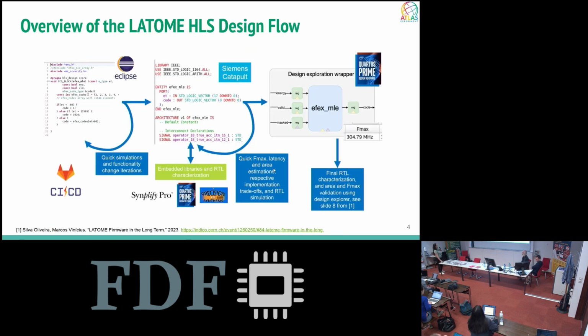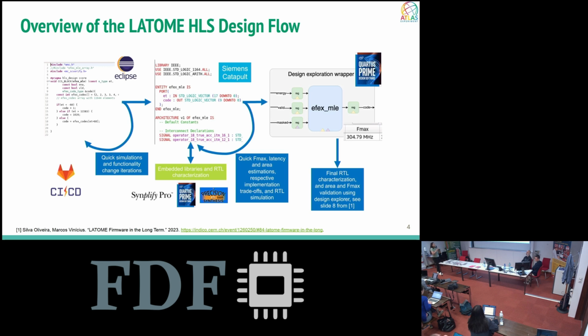So here we have an overview of the LATAM high-level synthesis design flow. We are using Eclipse in the first stage to do the C++ coding. Here we can do quick simulations and test the functionality of our blocks. And after everything is working well in this first stage, we go to the second one, where we use Siemens Catapult to convert this C++ code into RTL.